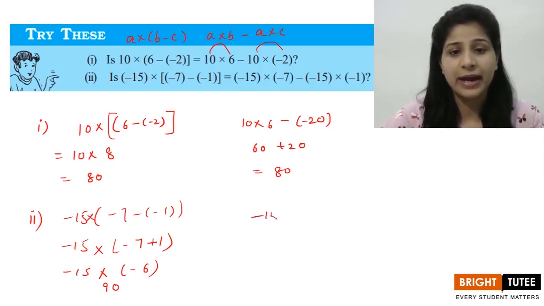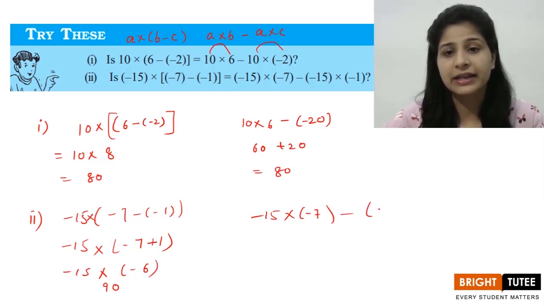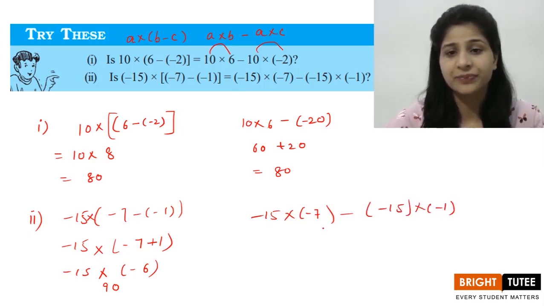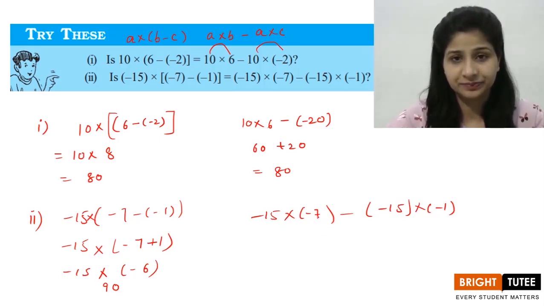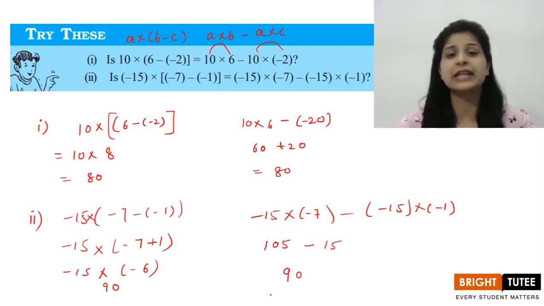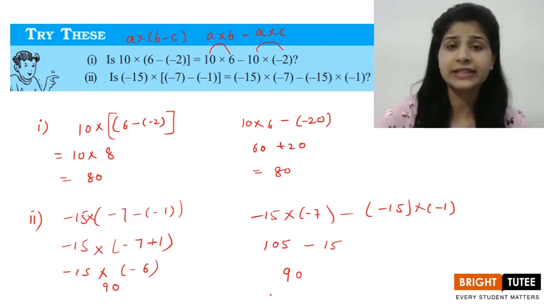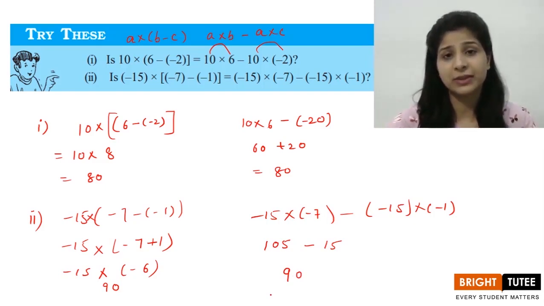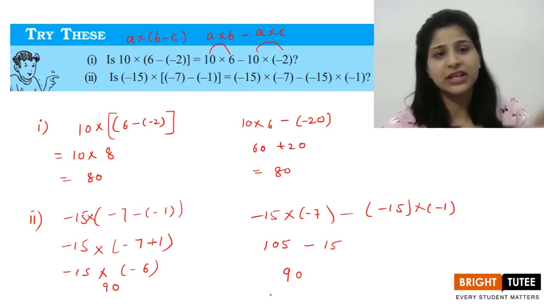Similarly, solving this one, minus 15 into minus 7 minus 15 into minus 1. Minus 15 into minus 7. What is the answer? 105. And minus and minus would again be positive. So 15 into 1 is 15. When you subtract, we are going to get the answer as 90. You see, in both the cases, the answer is the same. What does this mean? That means multiplication is distributive over subtraction. Multiplication is distributive over addition as well.